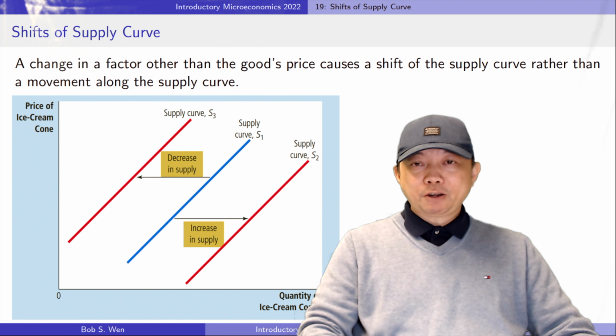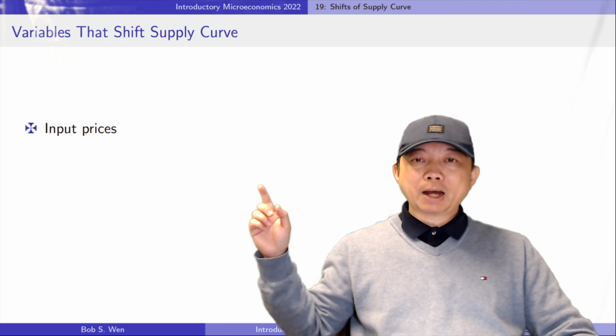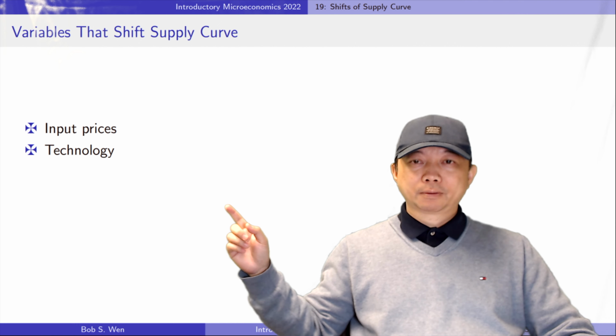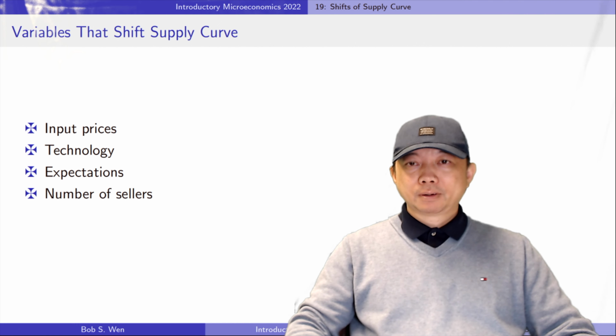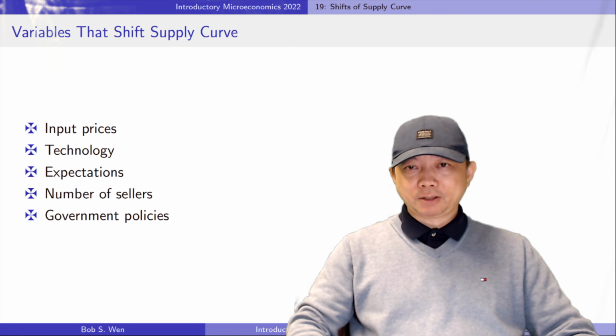The above variables shift the supply curve. They are input prices, technology, expectations, the number of sellers, and government policies.